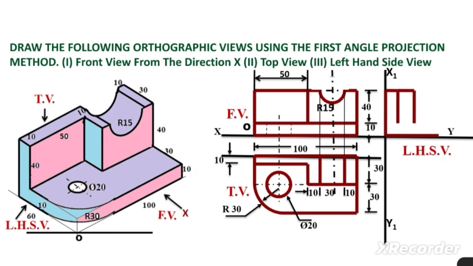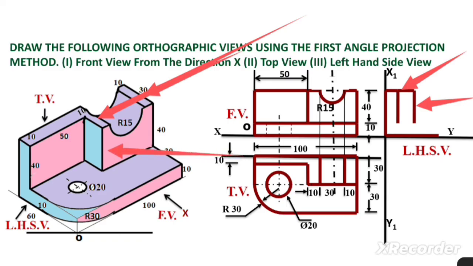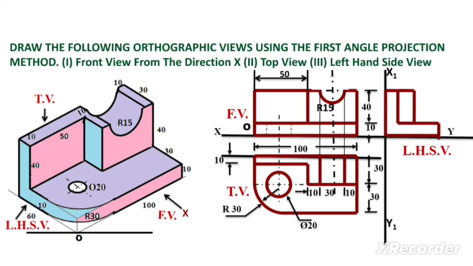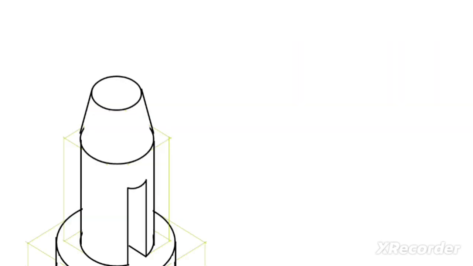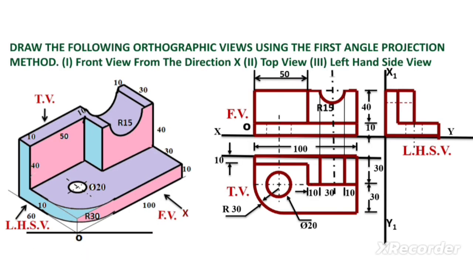You can see here this line in the view. We have drawn here a 30 mm long line in the left hand side view. A vertical line we can draw here. This line we can see here in the left hand side view from this side. Now we can draw this line. In this way we can complete the left hand side view of the object. Thank you friends.